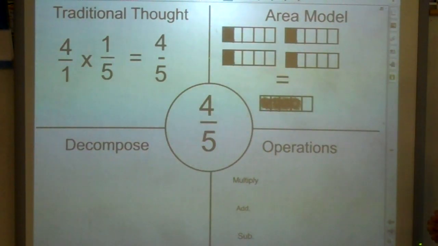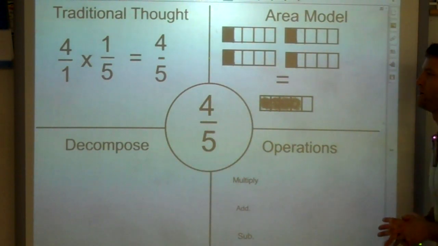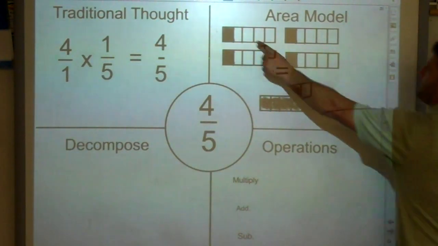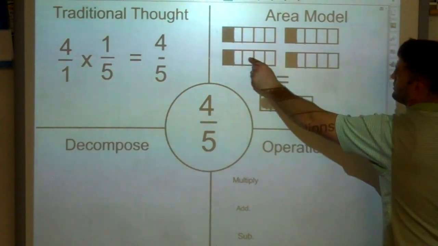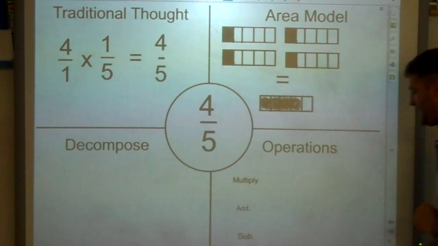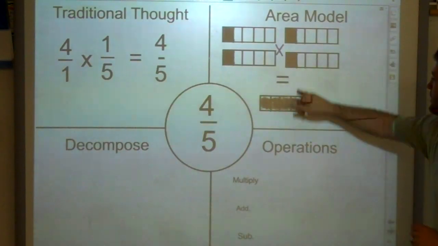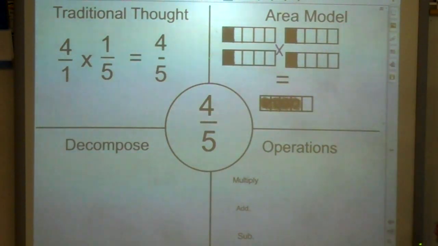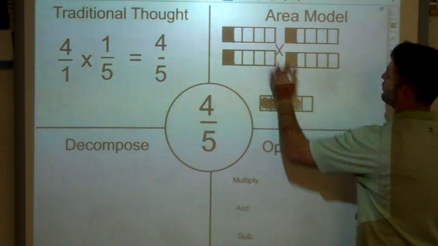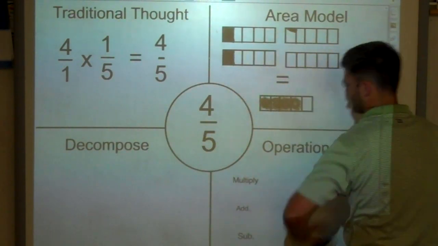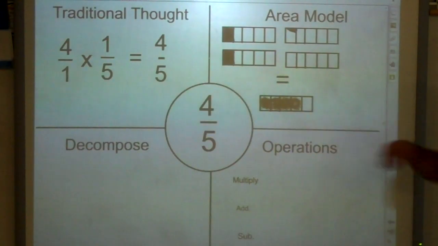The next thing we're going to look at is an area model. Remember, area model is the fancy word for picture. In our area model here, we have 1/5, 1/5, 1/5, and 1/5. And when we put these together for our area model, that equals 4/5. So we know that 1/5 plus 1/5 plus 1/5 plus 1/5 is our 4/5. And there's our area model.